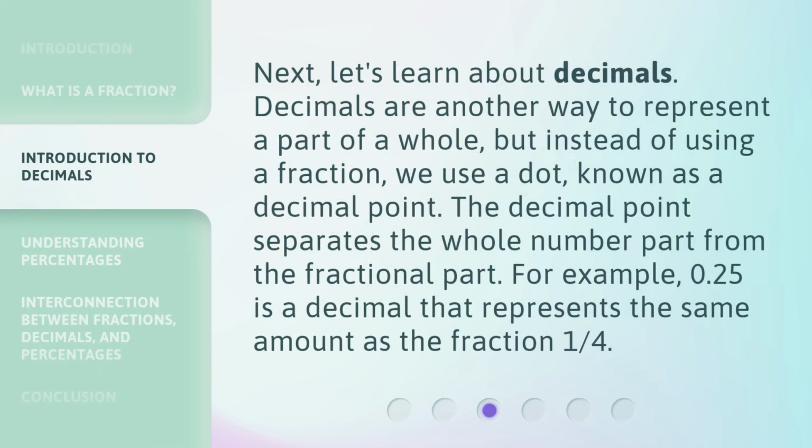Next, let's learn about decimals. Decimals are another way to represent a part of a whole, but instead of using a fraction, we use a dot, known as a decimal point. The decimal point separates the whole number part from the fractional part. For example, 0.25 is a decimal that represents the same amount as the fraction 1/4.